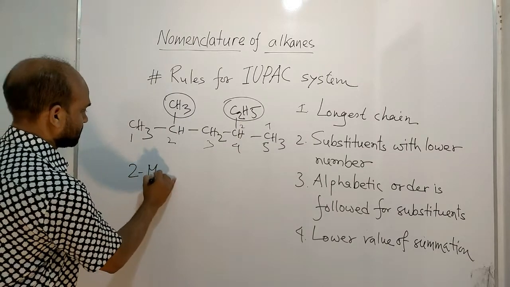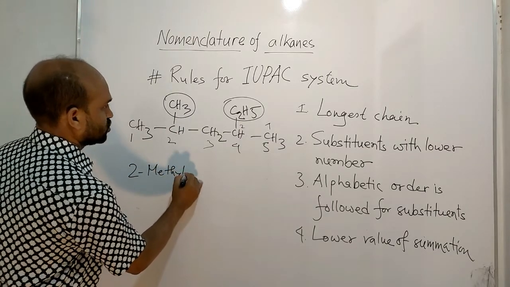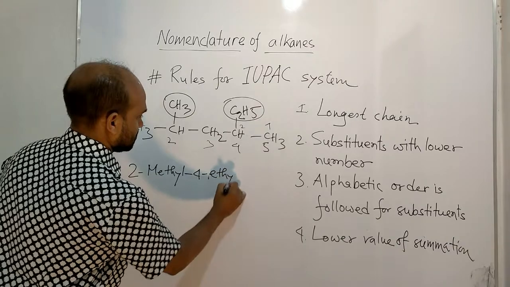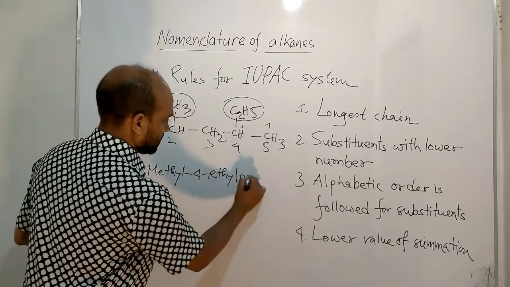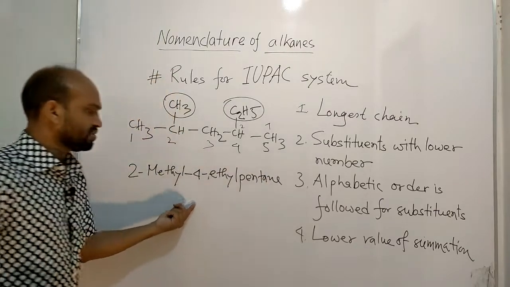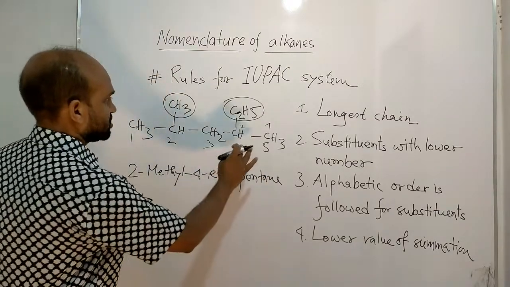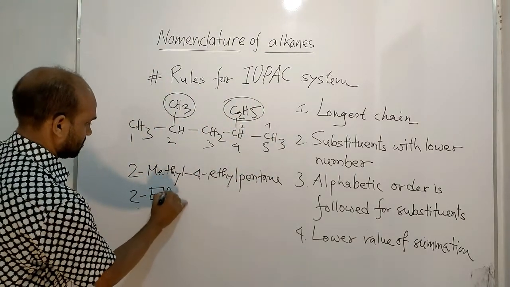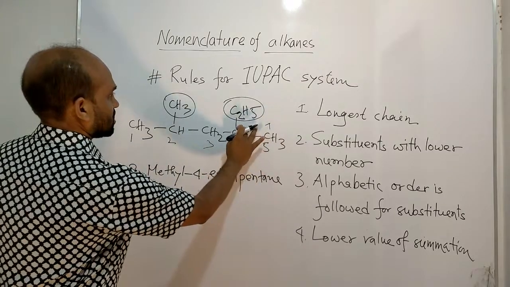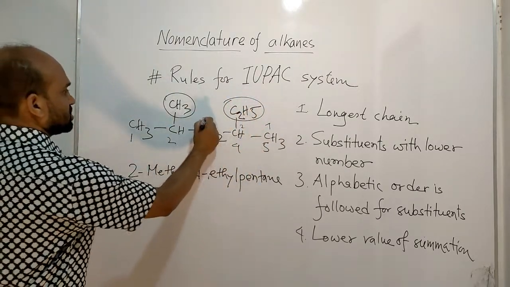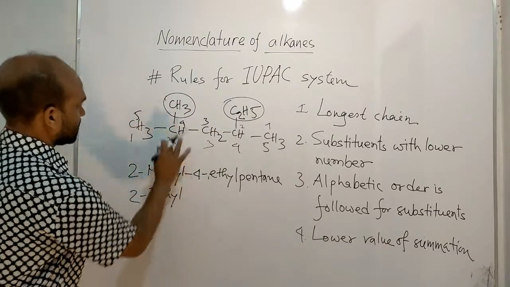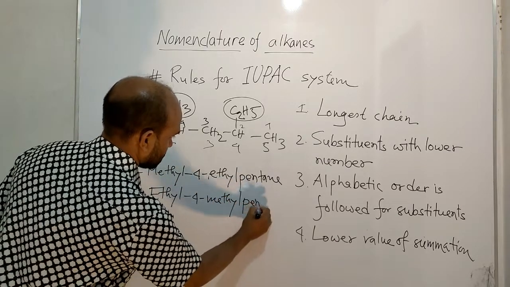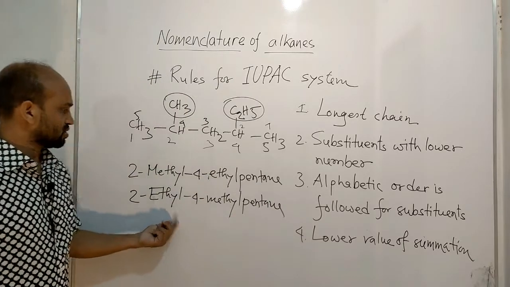2-methyl, 4-ethyl, 5 carbon atoms, pentane. This may be one name, or if it is numbered from the right, then 2-ethyl. At carbon 2 there is an ethyl group, so 2-ethyl, then 3, 4, 5, 2-ethyl 4-methyl pentane. What will be its number?